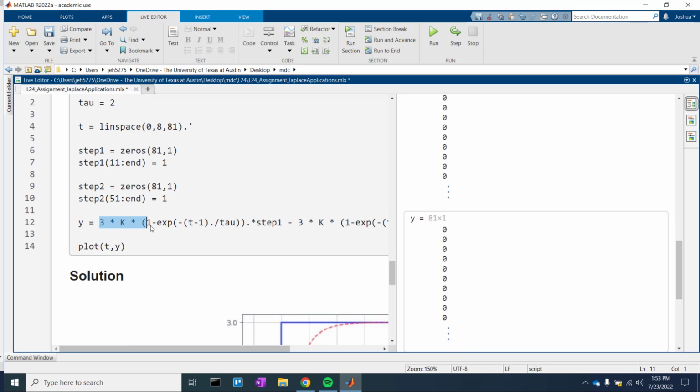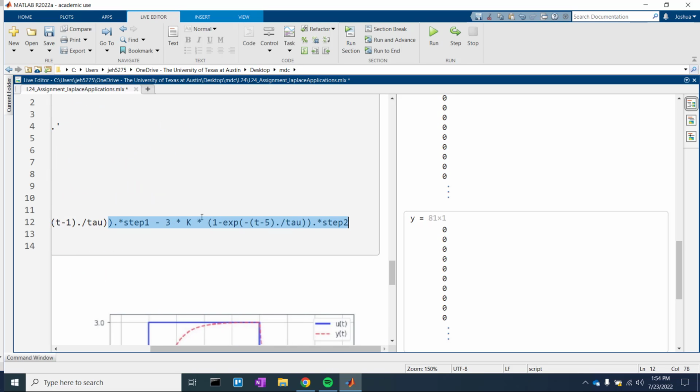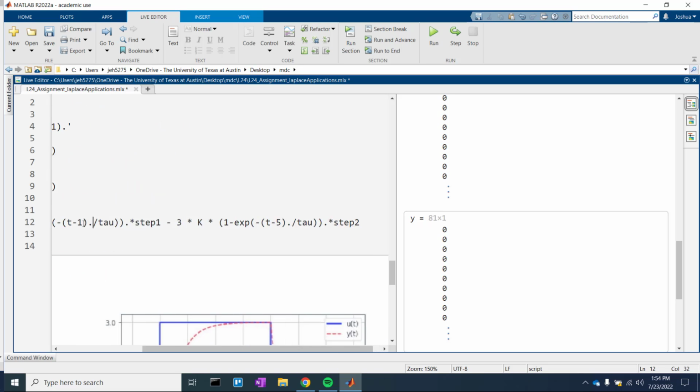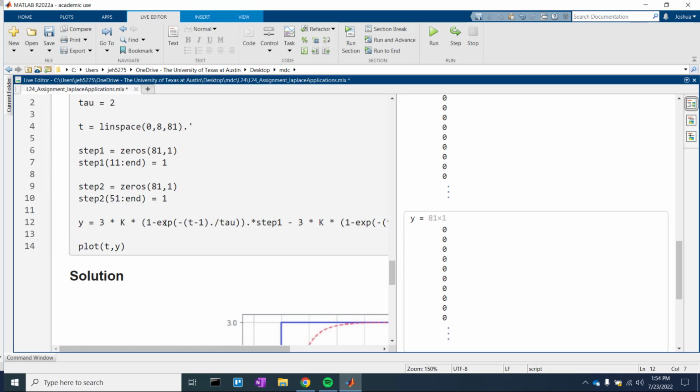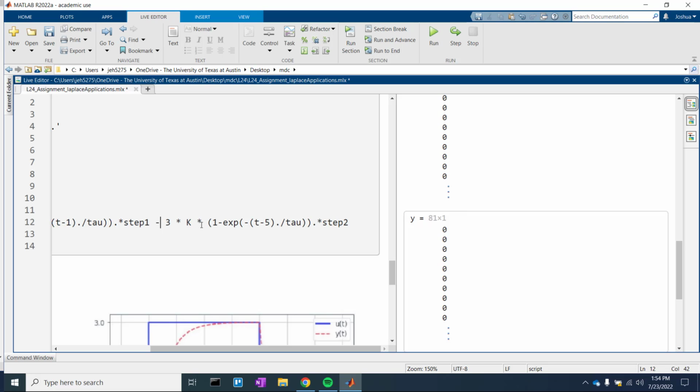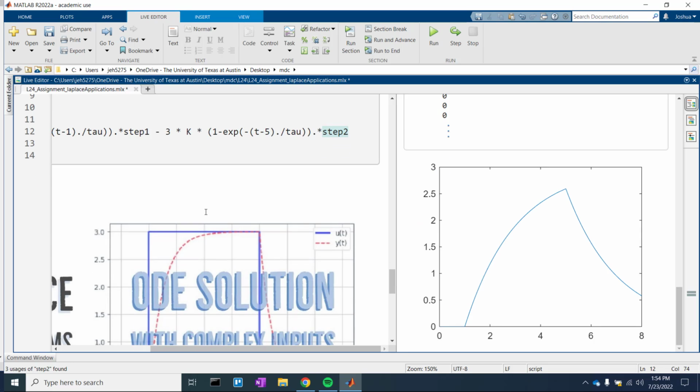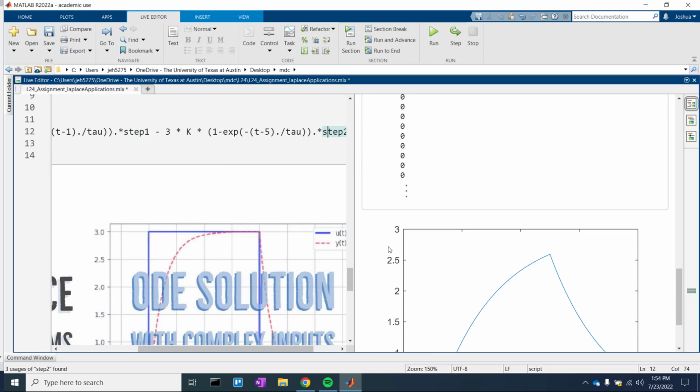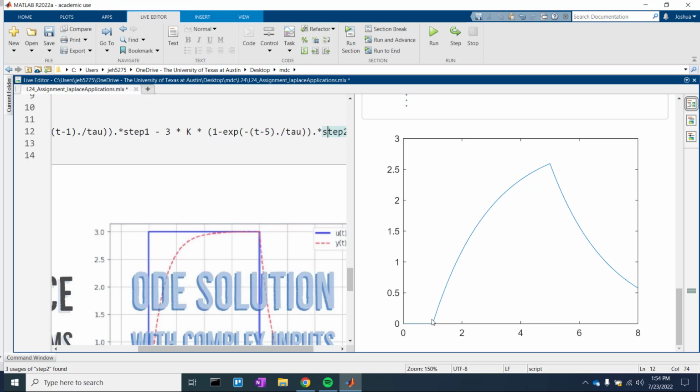Then we plug in our analytical solution. You'll notice the only thing that's kind of tricky here is that we have these dots anytime we do multiplication or division of matrices, so that we do it element-wise. But we have our 3 times k times (1 minus the exponent of negative (t minus 1) over tau) times the step function, and then minus 3 times k times (1 minus the exponent of (t minus 5) over tau) times step function 2. And you'll see there's the output. And it looks like an FOPDT. At 1, we start rising, and then we start decaying at t equal to 5.